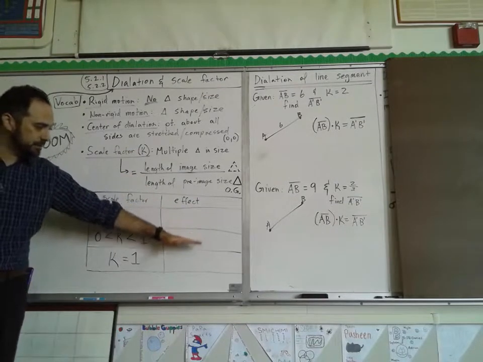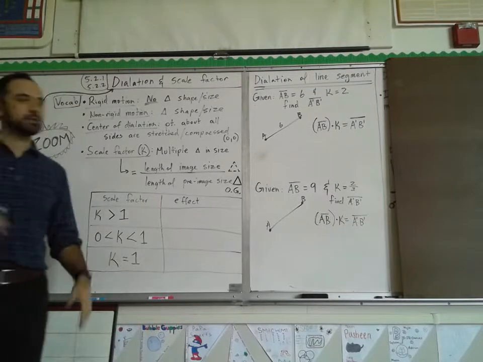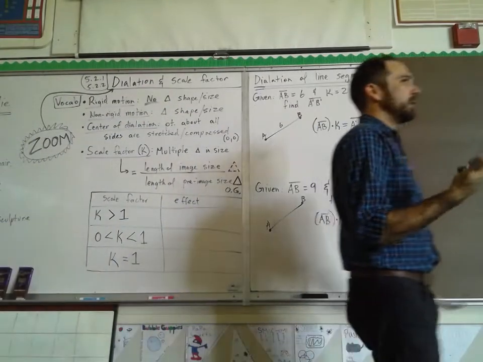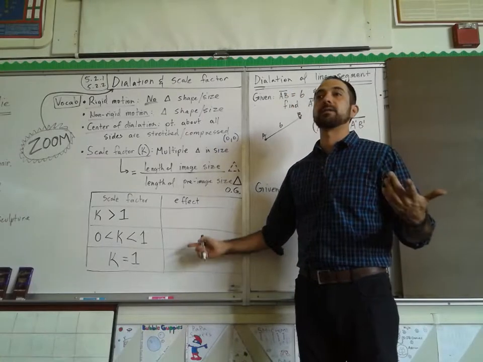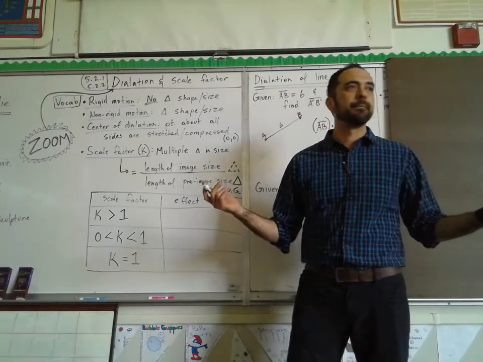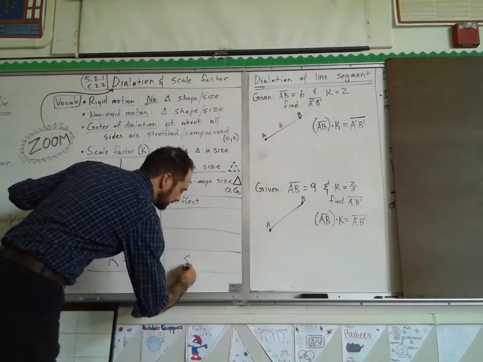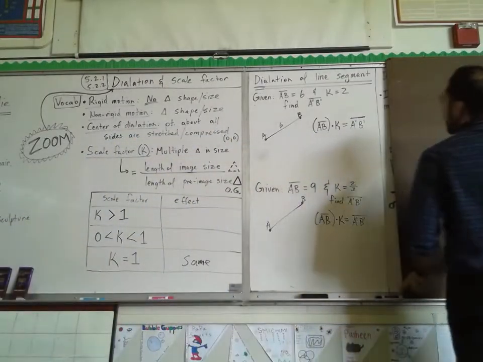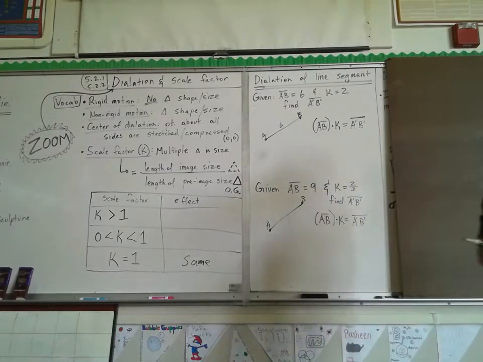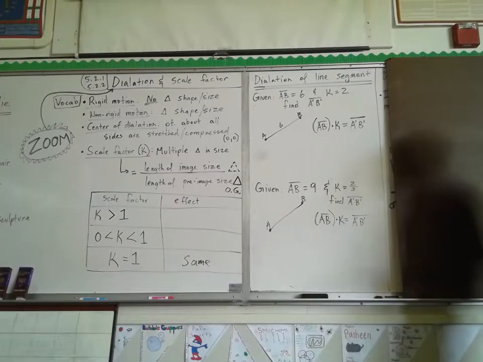What's the effect when the scale factor is greater than 1, a decimal between 0 and 1, and when it's equal to 1? This can be pretty straightforward. What do you think happens with it getting bigger or smaller when K is equal to 1? It stays the same, right? Does that make sense? If we multiply something by 1, it's the same. So if K is equal to 1, we're going to stay the same. No change in the size or shape of it.